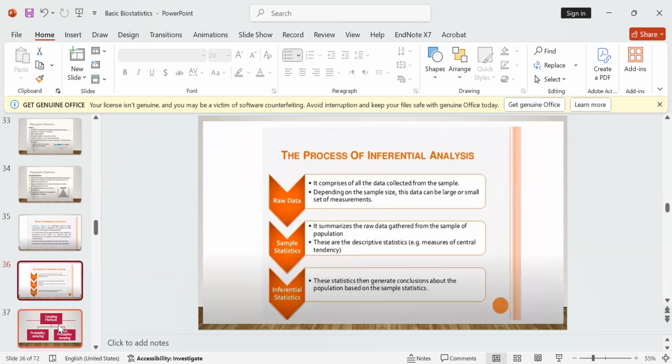The process of inferential analysis. Number one is the raw data. It comprises all the data collected from the sample. Depending on the sample size, this data can be a large or small set of measurements. Then sample statistics. It summarizes the raw data gathered from the sample of the population. These are the descriptive statistics, for example, measures of central tendency. And then the inferential statistics. These statistics then generate conclusions about the population based on sample statistics.